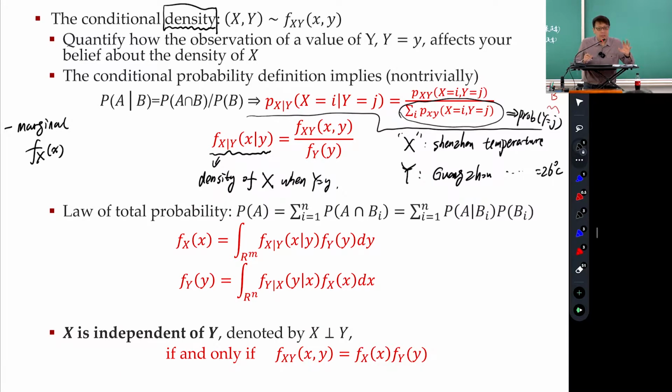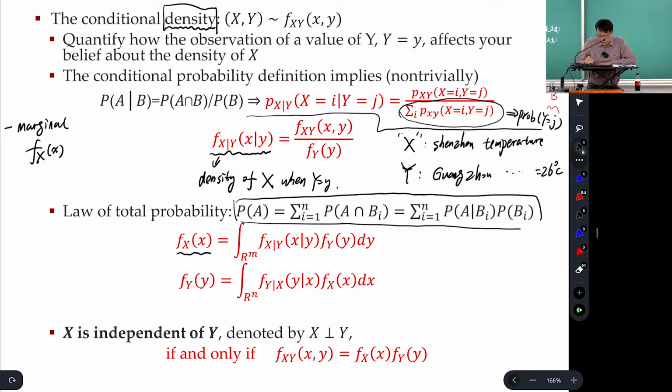Another important thing is that the marginal can also be written like this. How do you interpret this? You should think about this as the law of total probability. I'm not sure whether you can see this formula, whether you can understand this, and this is nothing but these density functions. You remember the law of total probability? You condition on, let's say, B1, B2, B3. Let's say this is my A.